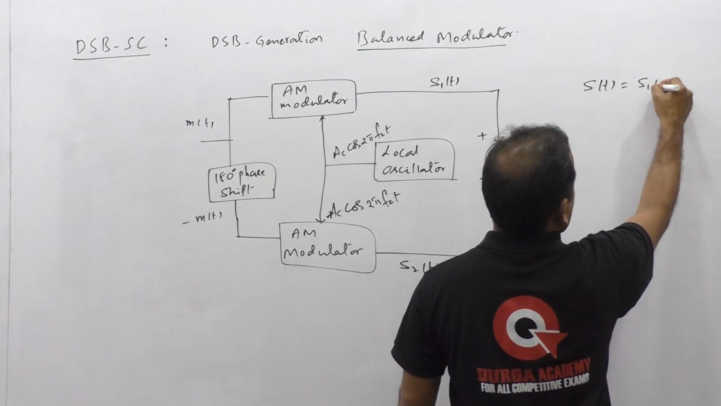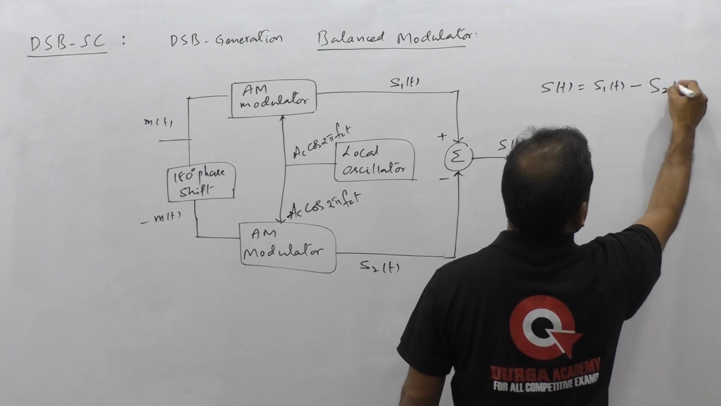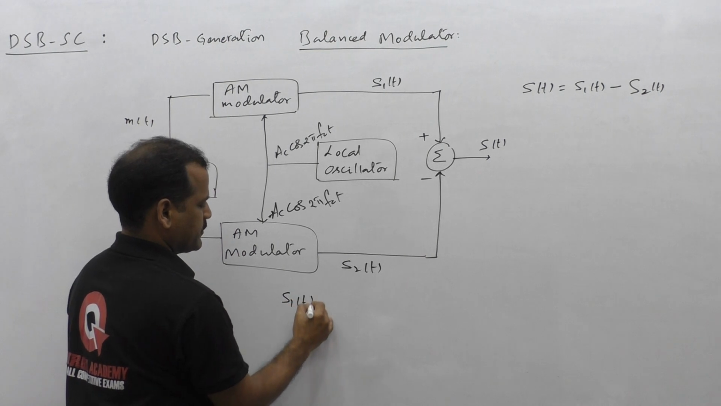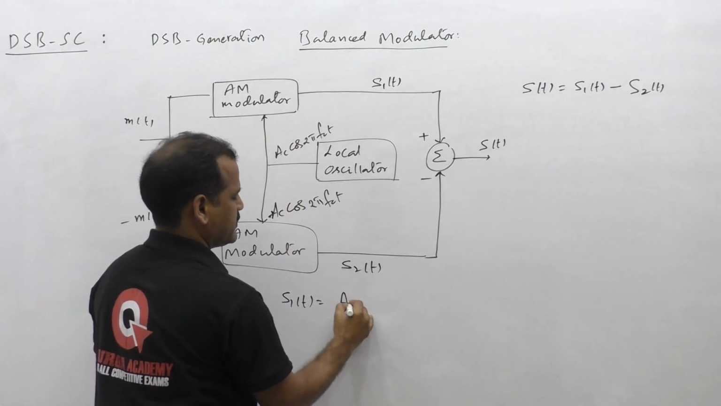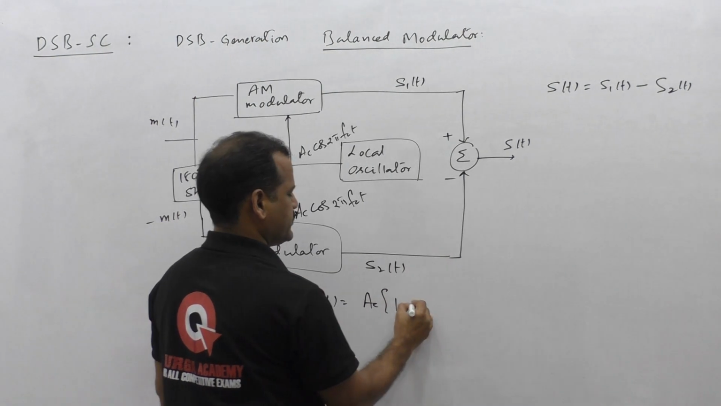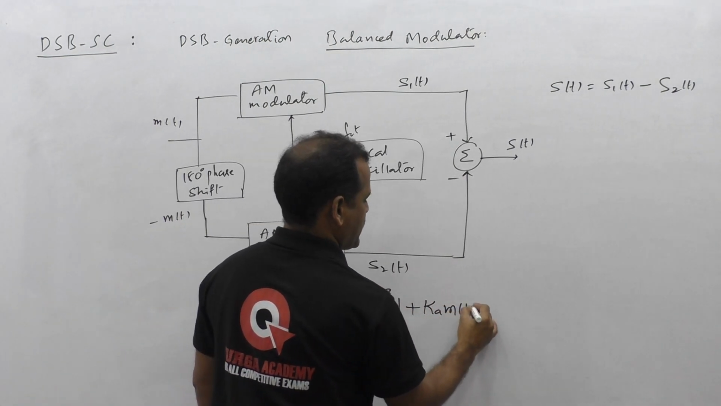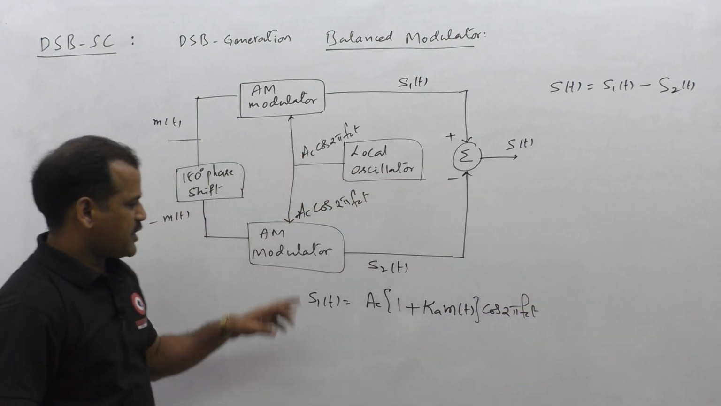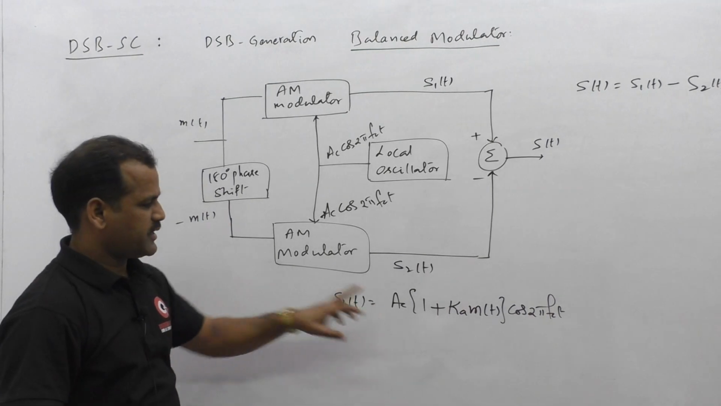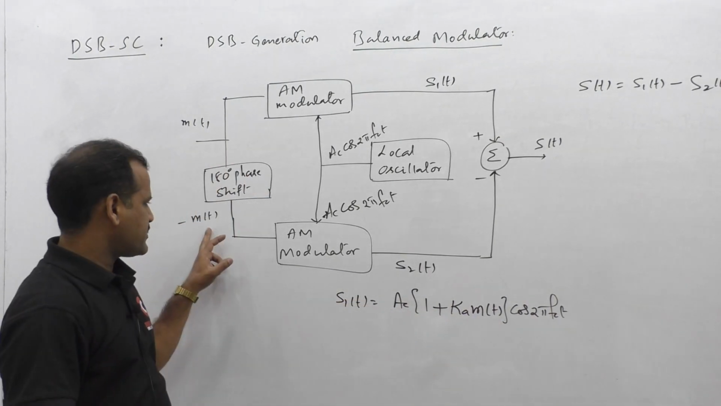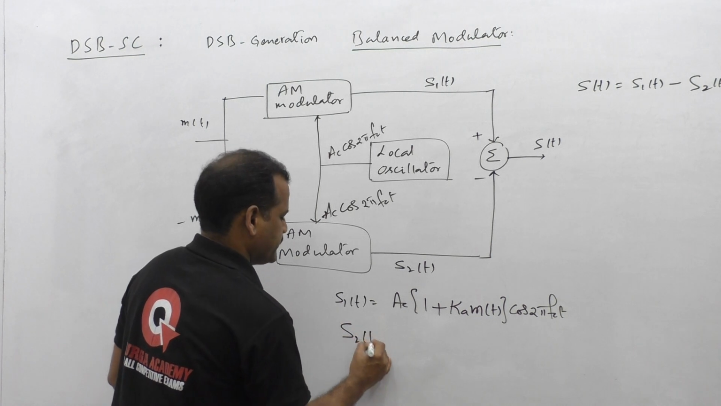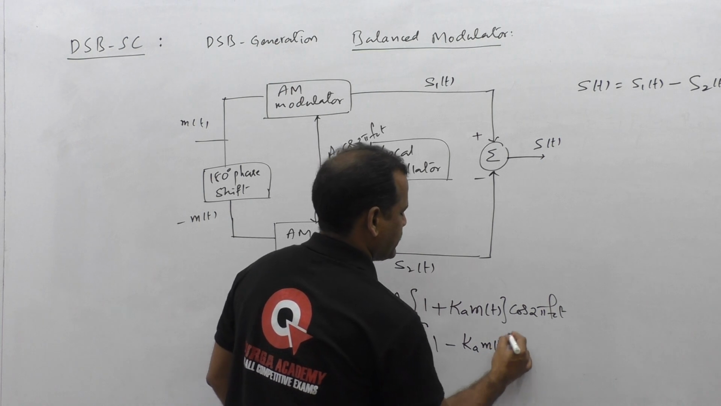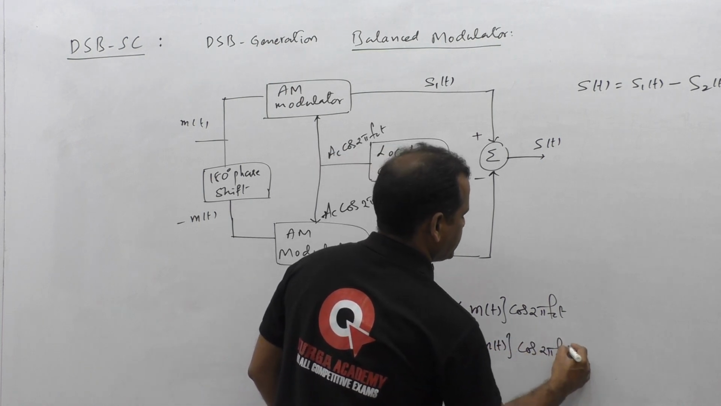Let us consider this equation. S of t is equal to S1 of t minus S2 of t. And before this, what is S1 of t? It is an AM signal. It is the general form of AM signal. We know that AC into 1 plus Ka m of t cos 2 pi FCT. Whereas in the second AM modulator, if you observe, minus m of t is there. So here m of t should be replaced with minus m of t for this S2 of t. So we are getting AC into 1 minus Ka m of t multiplied by cos 2 pi FCT.